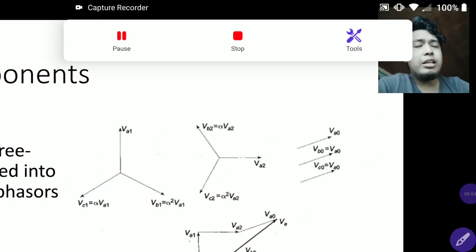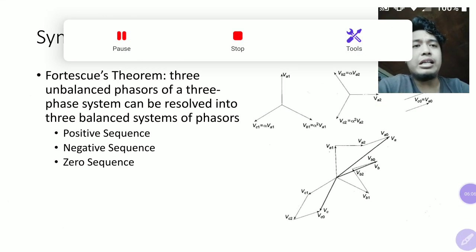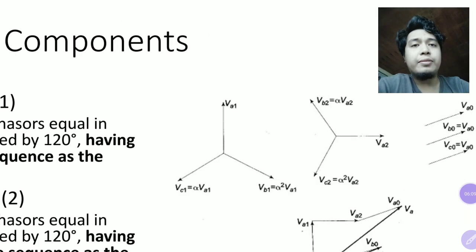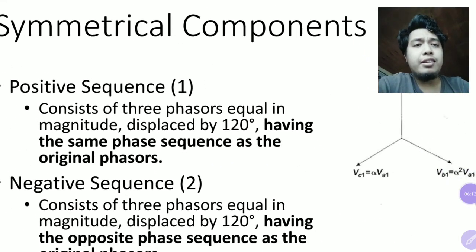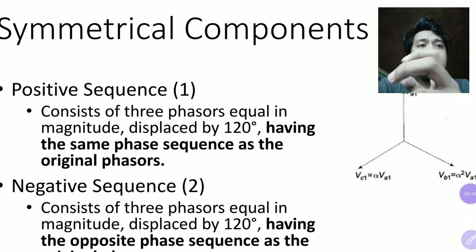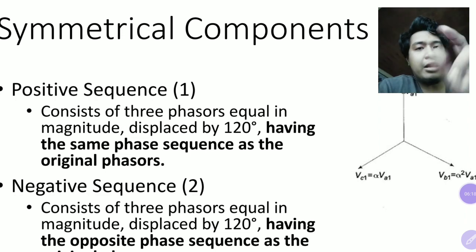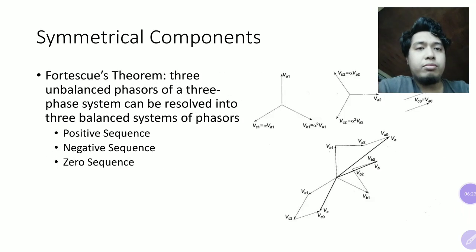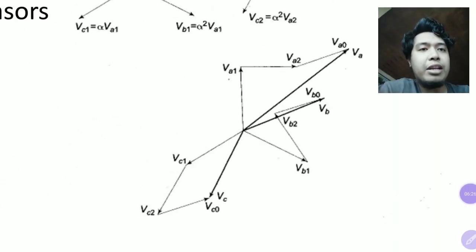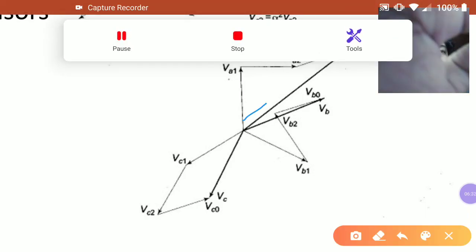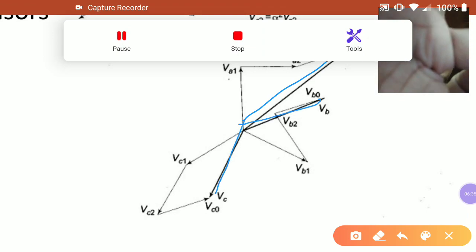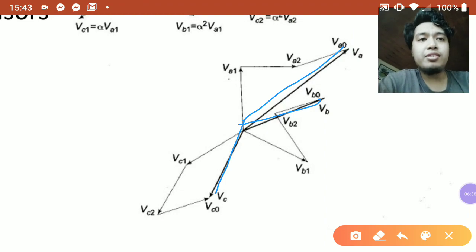Okay. So how do we characterize the three sequences? Your positive sequence is basically a balanced three-phase, same magnitude, displaced by 120 degrees, but has the same phase sequence as the original phasor. So what does it mean? Take note, from the original unbalanced vector, we know that A leads B, B leads C. So it's an ABC sequence. A leads B, B leads C, C leads A, and then the cycle goes on. Okay, so it's an ABC sequence.